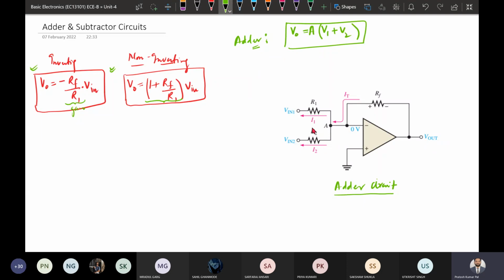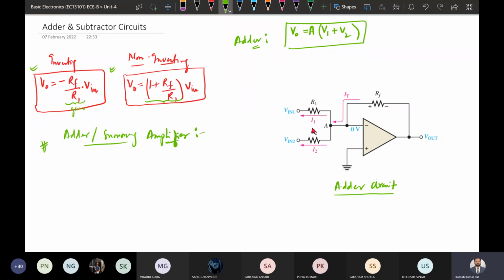With the help of the output equations for inverting and non-inverting, we can directly get the relation between the input and output, or we can derive it. In case of derivation, we can just proceed. This adder is also called a summing amplifier. We are going to implement an adder, or summing amplifier, using an operational amplifier.